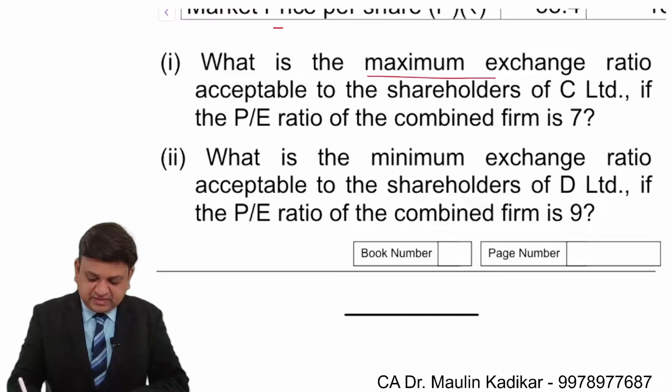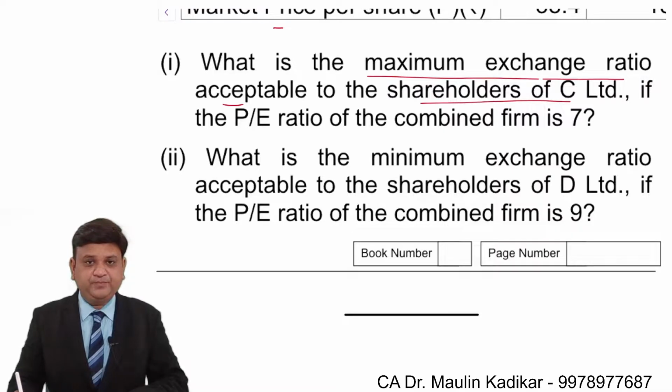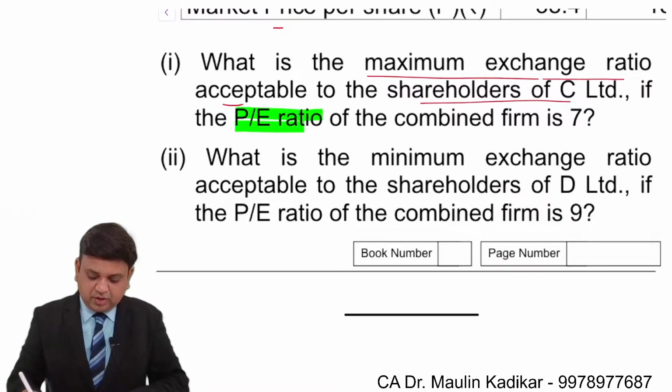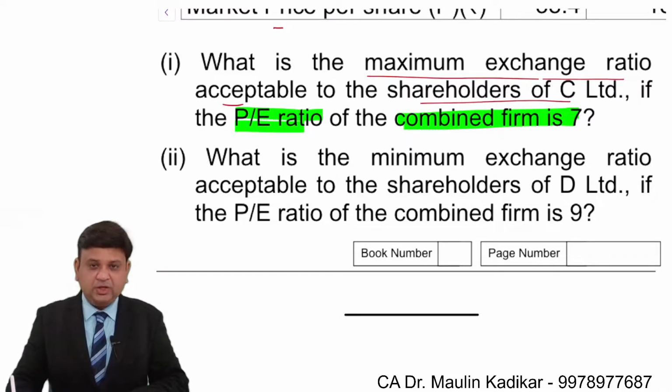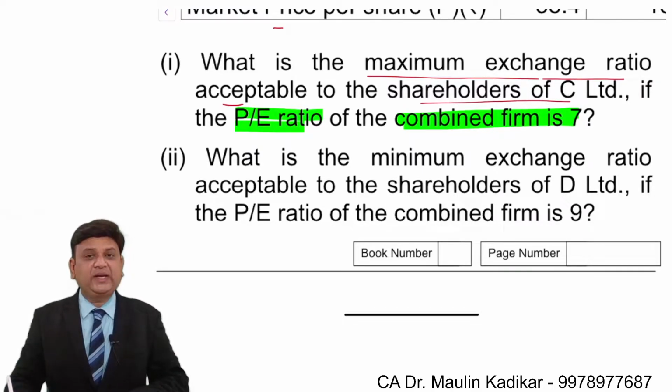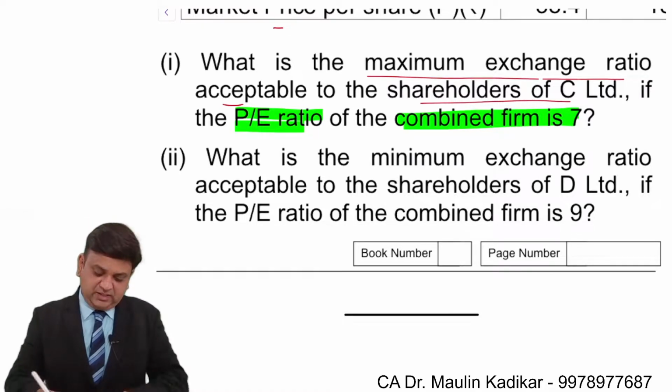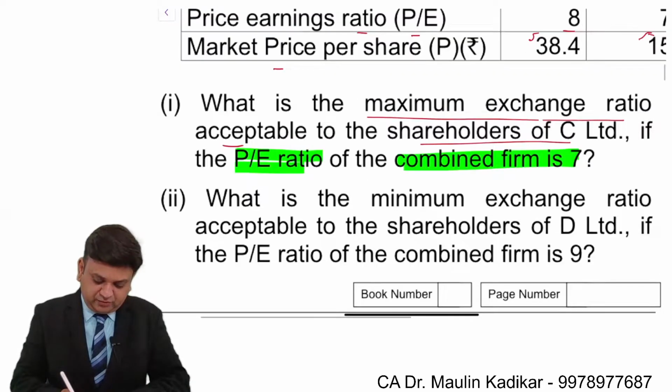What is the maximum exchange ratio acceptable to the shareholders of C Limited if the price earning ratio of the combined firm is 7 times? So the question says that you're required to give the answer from the acquiring company's point of view, that what is the maximum exchange ratio acceptable to it. Dear students, we understand that over here we have to calculate the answer from MPS point of view.